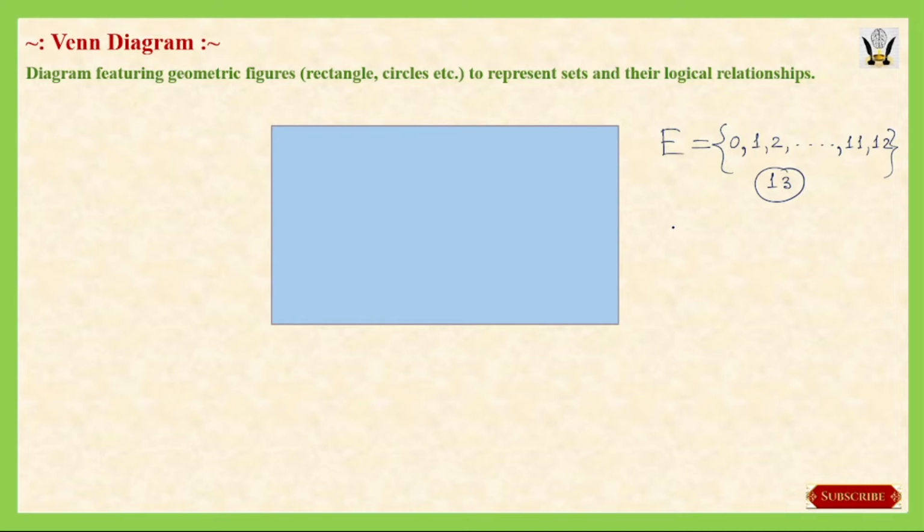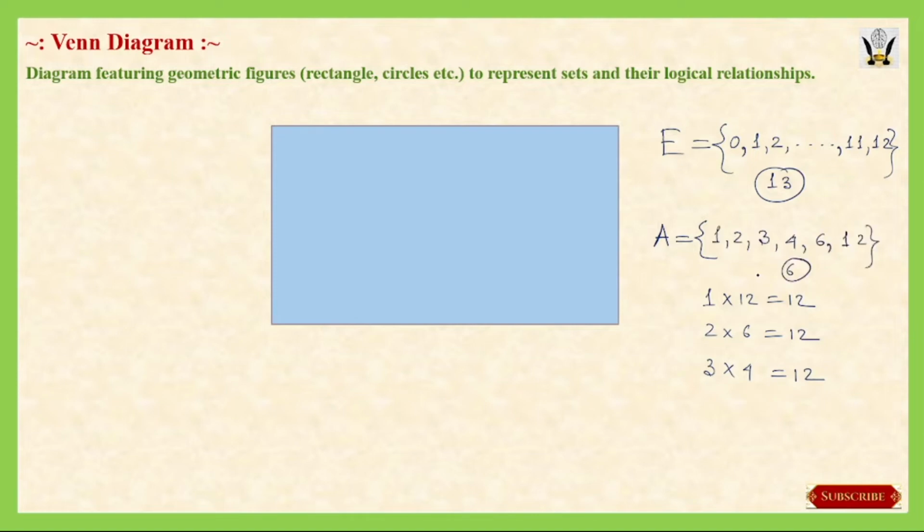Now suppose we have another set A which has the factors of 12. Factors of 12 means 1 twelve is 12. Then we know 2 sixes are 12. Then we also know 3 fours are 12. So what are the factors of 12? 1, 2, 3, 4, 6, 12. So set A has 6 elements.